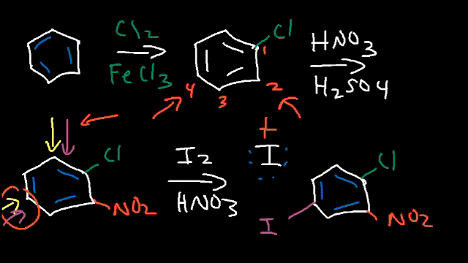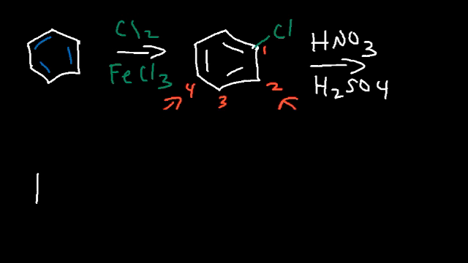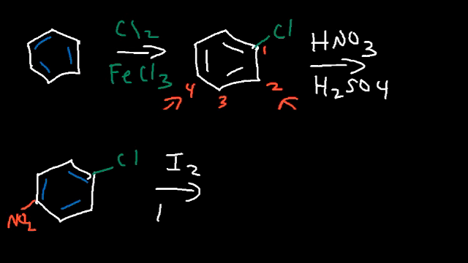Now, let's go backwards. Let's say if we drew the other product after nitration. So let's say the NO2 group went in the para position. What's going to happen once we add I2 with nitric acid? Where is the iodine going to go now?